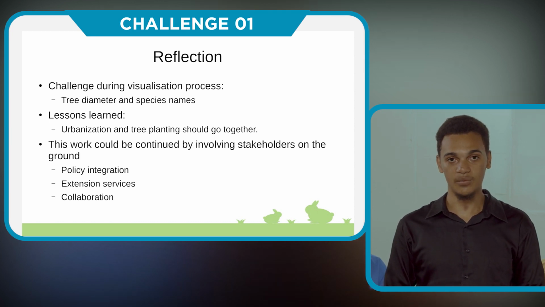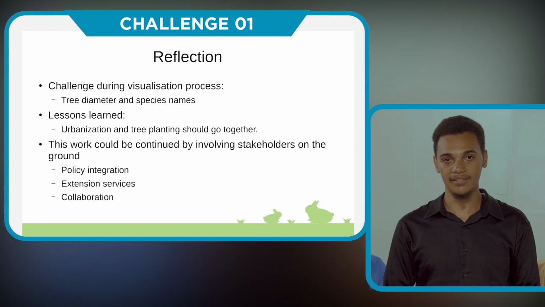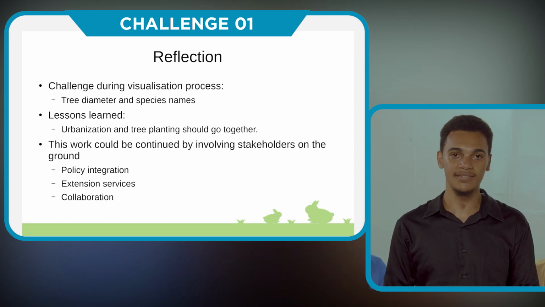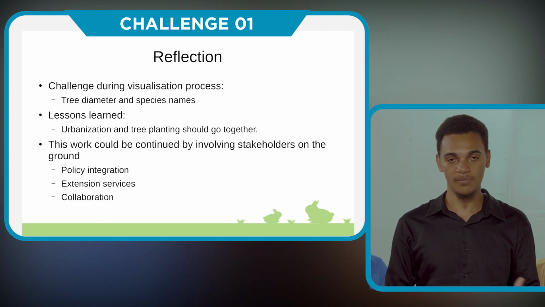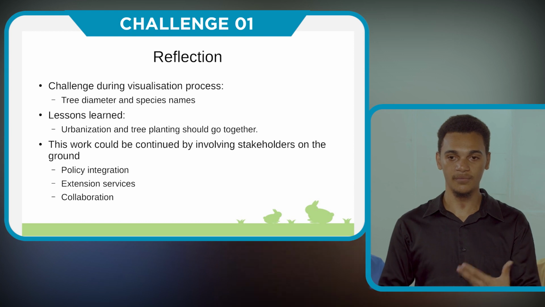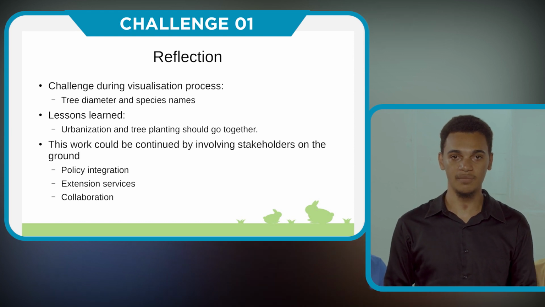An important lesson that we learned is that urbanization and tree planting should go hand in hand. That means it should go together, and we cannot just say let us plant trees or let us just go for building infrastructure. We must put these together. If we're going to increase infrastructure, then we must also plant trees so that we can remove carbon from the atmosphere.